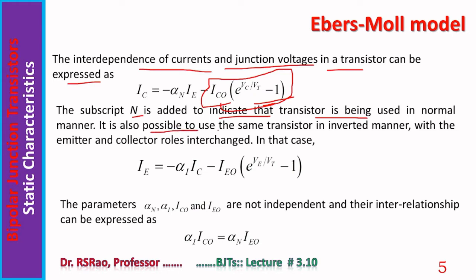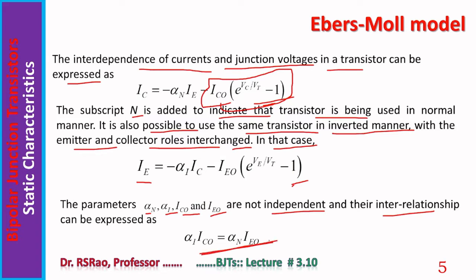It is also possible to use the same transistor in inverted manner with the emitter and collector roles interchanged. In that case, IE is equal to minus alpha I IC minus IE naught (e power VE by VT minus 1). The parameters alpha N, alpha I, IC naught, IEO are not independent, and their interrelationship can be expressed as alpha I IC naught equal to alpha N IEO or IE naught. Alpha I means inverse operation, alpha N means normal operation.